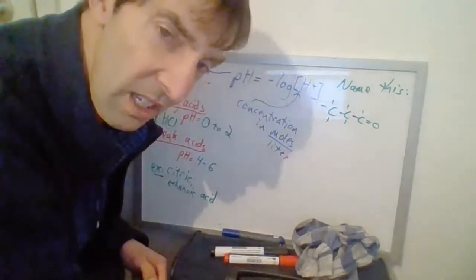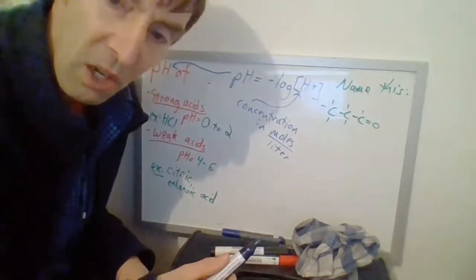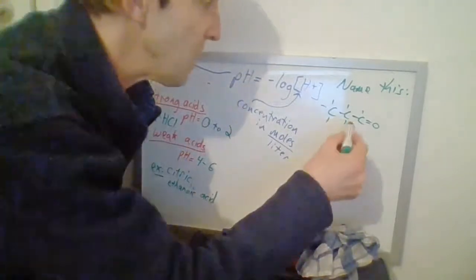Remember to count your bonds on your C. Only 4 bonds allowed on your C. Don't put that extra H. Careful. Okay, what's the name of this? This is.